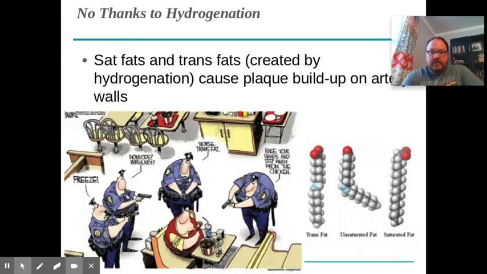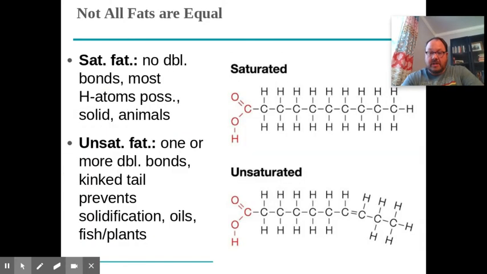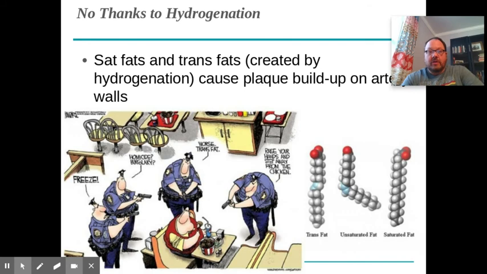Let's see here. I'm guessing you've heard of trans fats. So there are saturated fats, which is what we see in animals, where you see the straight chains that tend to form solids. And then plants have the unsaturated fats that tend to form oils. So what can happen is a process of hydrogenation. So you can add in hydrogens.